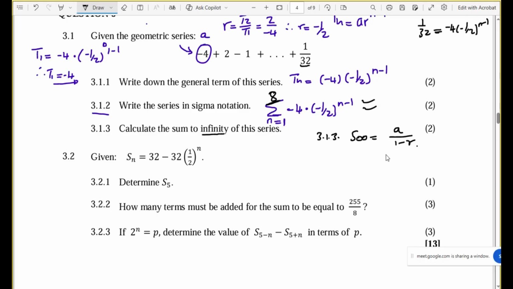Can someone do the substitution? So sum to infinity is a, which is the first term. We said it's minus 4 over 1 minus r, which is minus 1 over 2. Can someone put that on the calculator? Tell us what you get. Minus 8 over 3. Okay, thank you very much. You got minus 8 over 3.